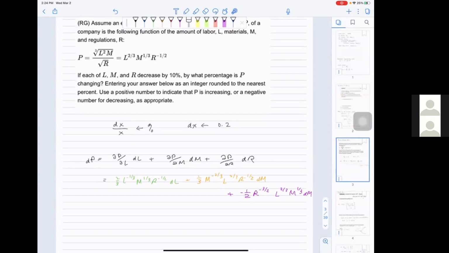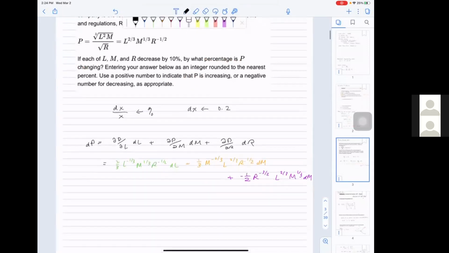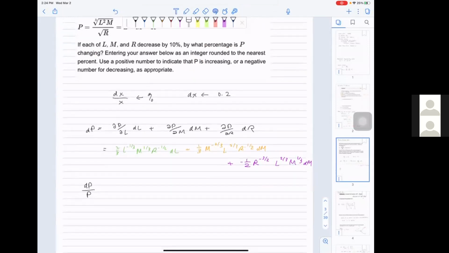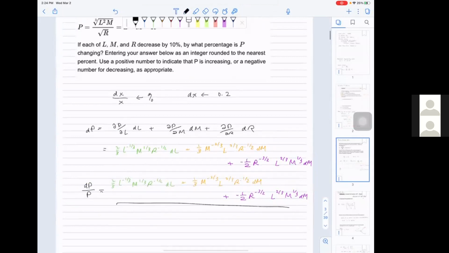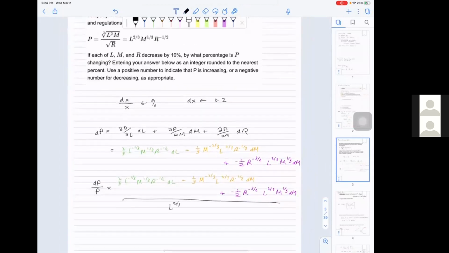But the question doesn't ask for just how much p varies by. It asks for the percentage change of p. So that means we need to find dp over p, not just dp. So we can take this whole thing and divide by what p actually is: L to the 2/3, m to the 1/3, r to the -1/2.